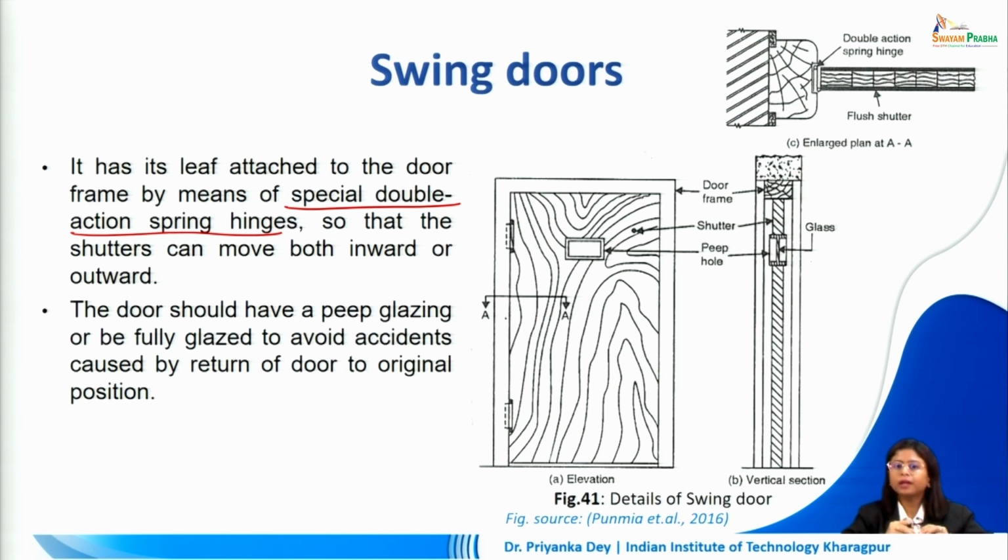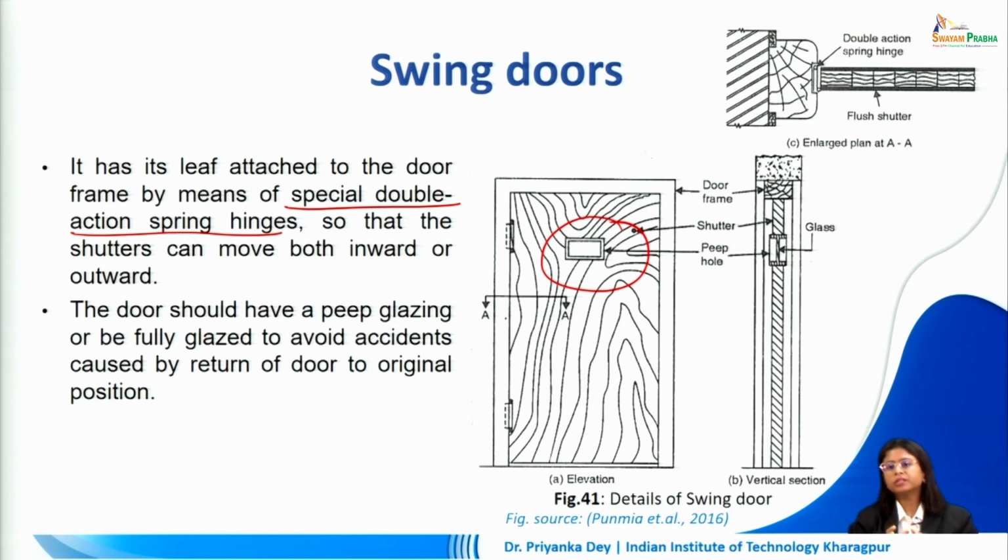Now the door should have a peep glazing or a fully glazed portion on the top. Why we need to do this is to avoid accidents which are caused by the return of the door to the original position. Because it is swinging, it is possible for it to come back and forth from its position. There should be some amount of visibility left in the door to ensure that accidents are avoided, especially in case of such doors which we use in, say, hotel kitchens or as divisions between 2 rooms where constant movement happens between the 2 rooms. In that case, we would want to give it some visibility.